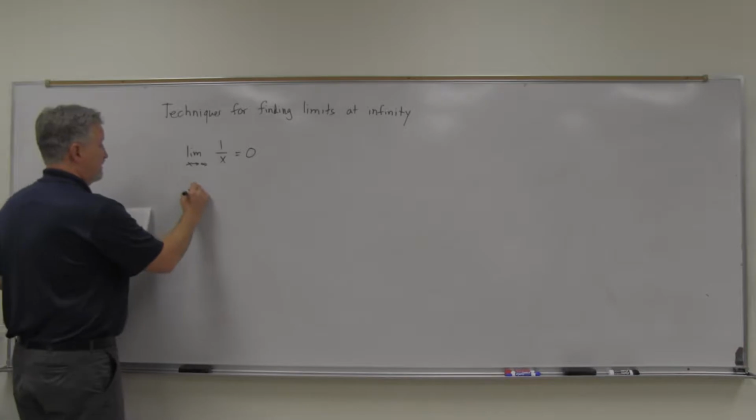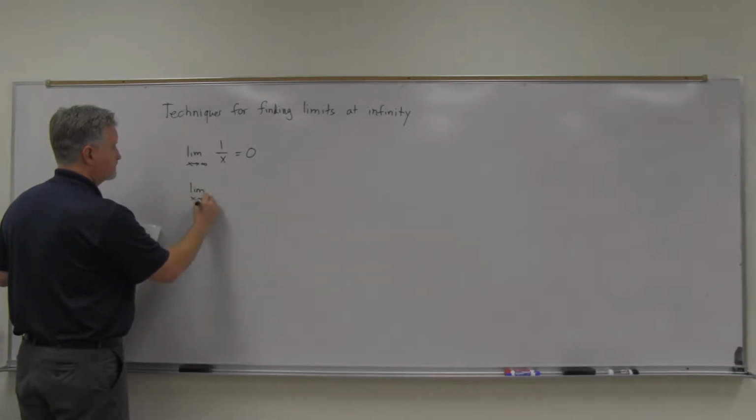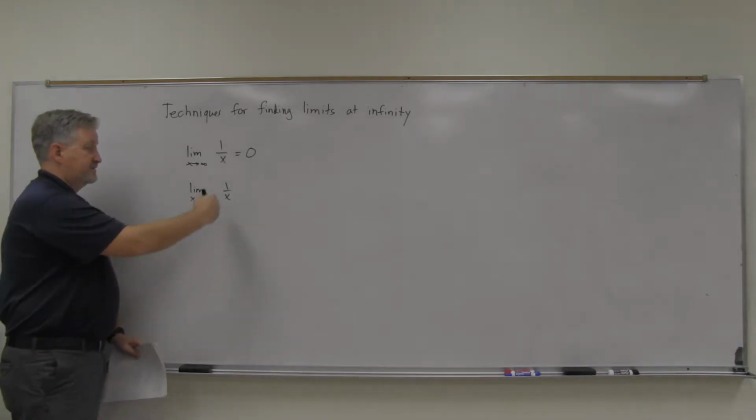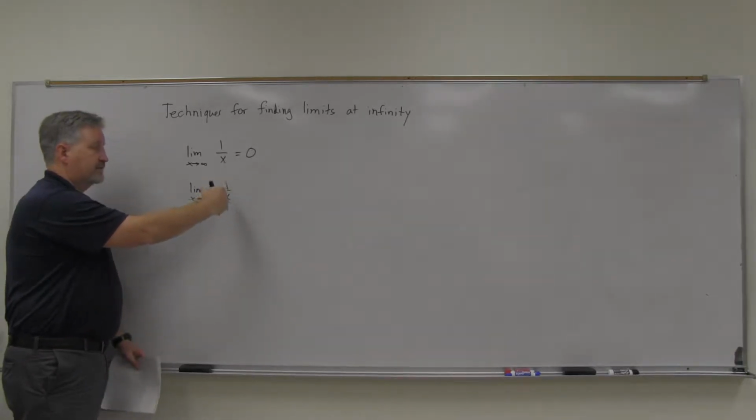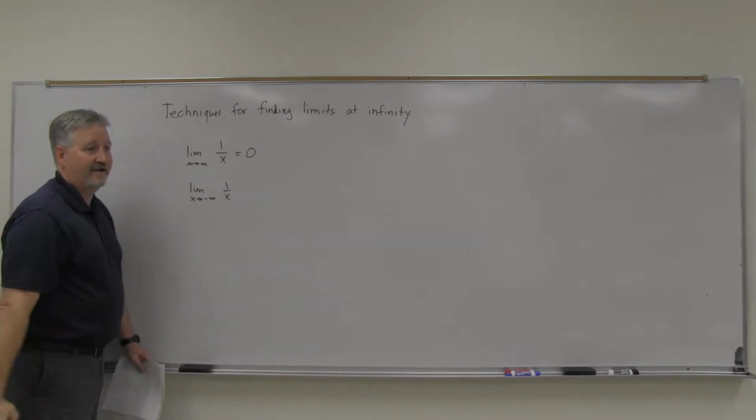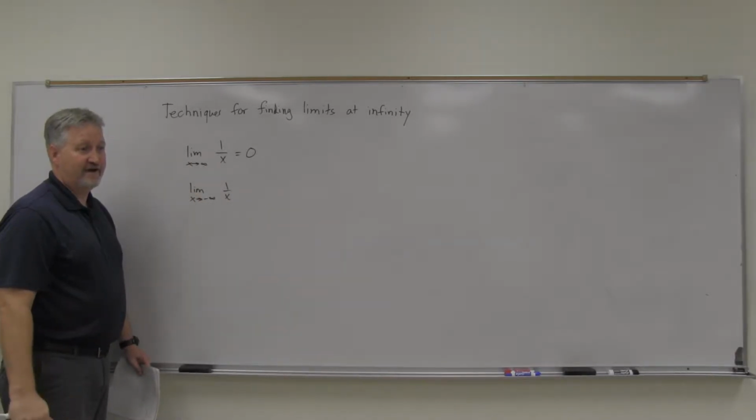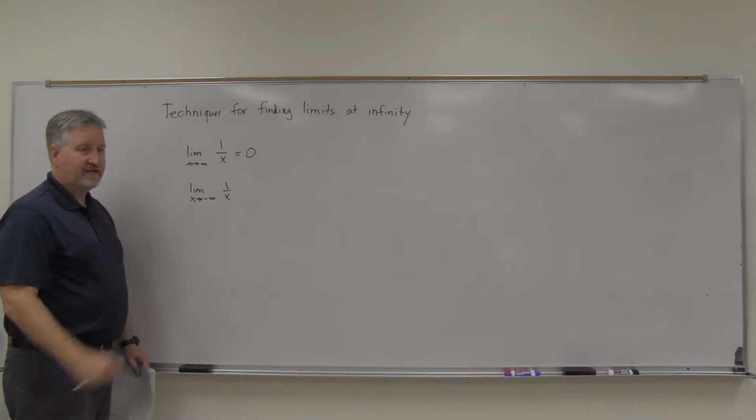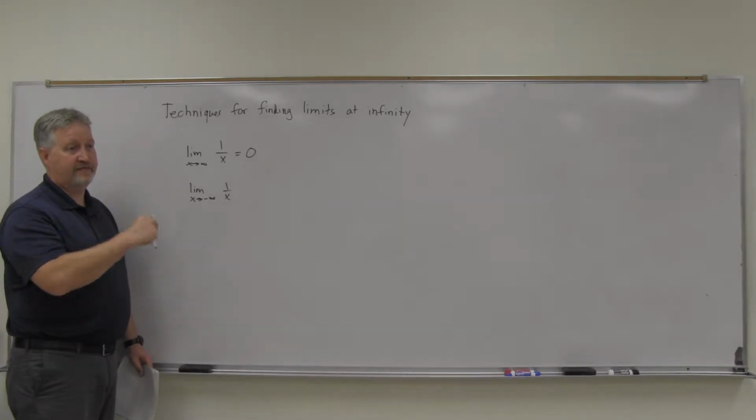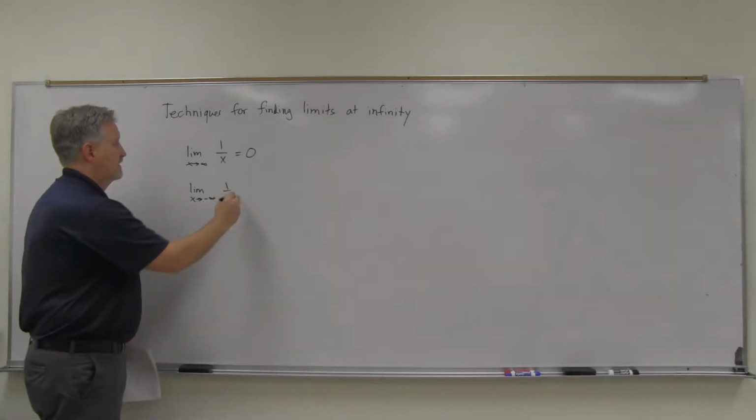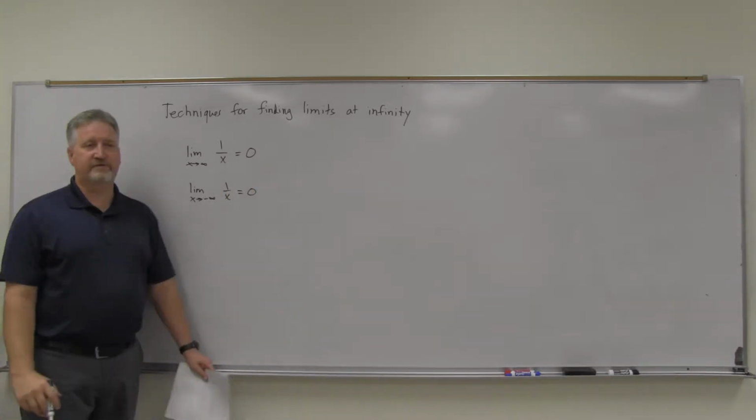Same thing if I go to negative infinity. Is that going to matter? No, because your values are 1 divided by negative 10,000, 1 divided by negative 100,000, 1 divided by negative 1,000,000. That's still getting closer and closer to 0. I mean, they're negative values, but they're getting closer and closer to 0. So in either case there, those limits are 0.